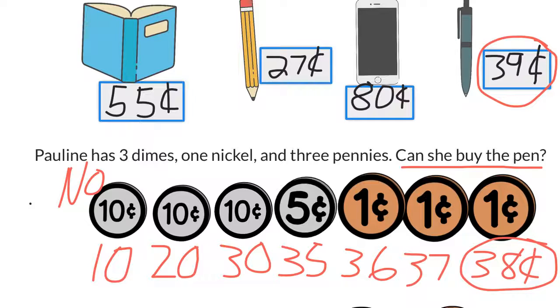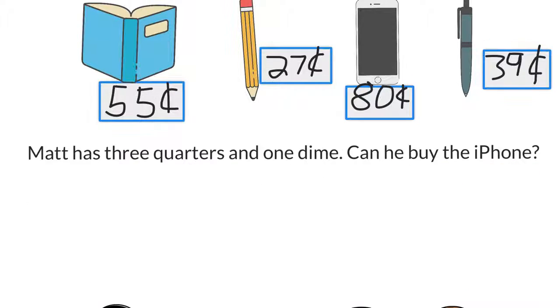You could extend this by thinking how much more money we would need to buy that pen. So the difference between the 38 cents and the 39 cents is 1 penny, so I would need 1 more penny. Now let's try another one.